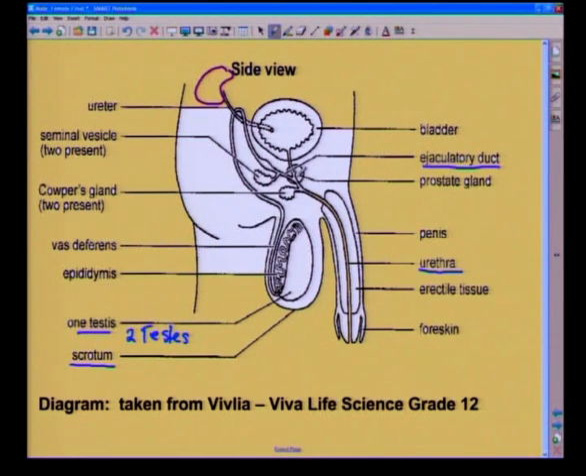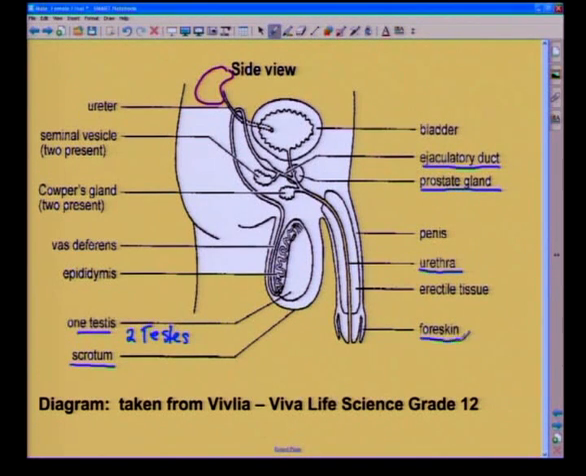And the prostate is actually a very important structure in the male body, very important. Then we'll get to that. Then we get the Cowper's gland. There are two present, one on either side. And they all secrete various fluids, which we will go into just now. And that then passes out through the urethra and into the female.